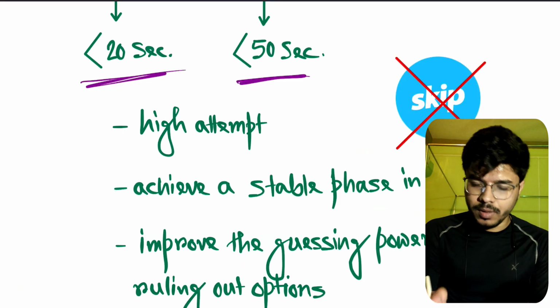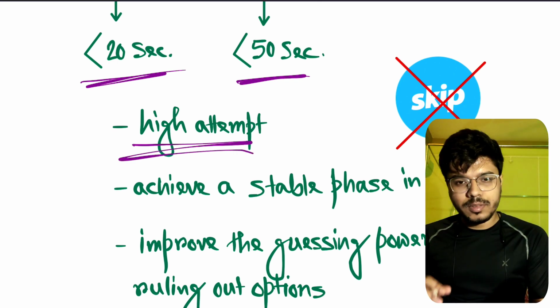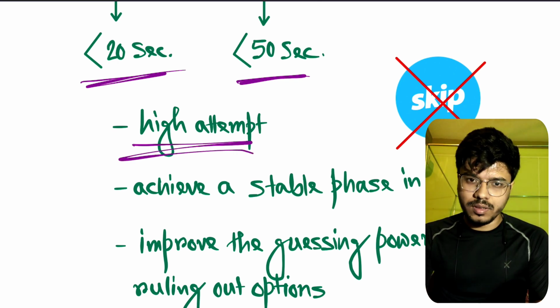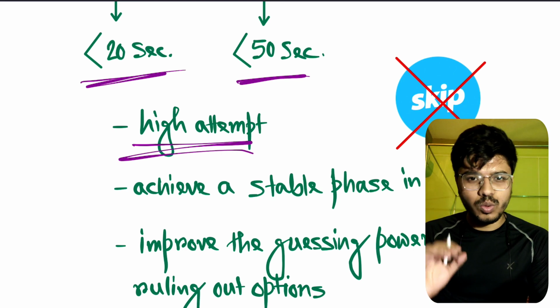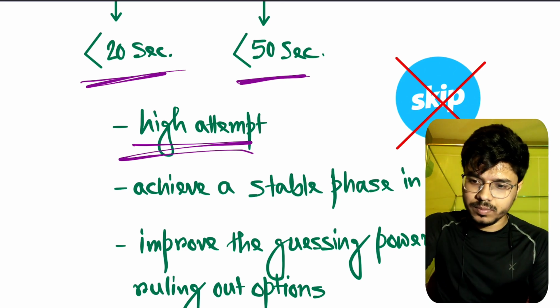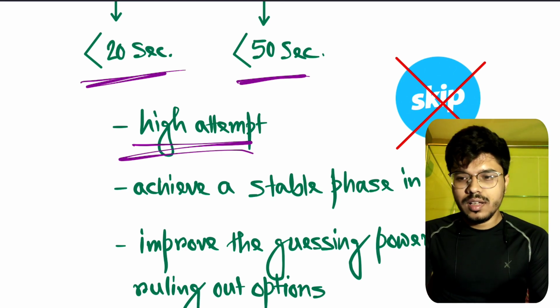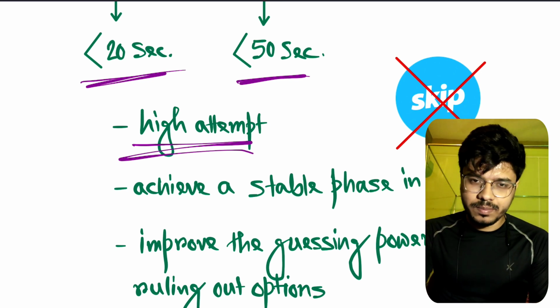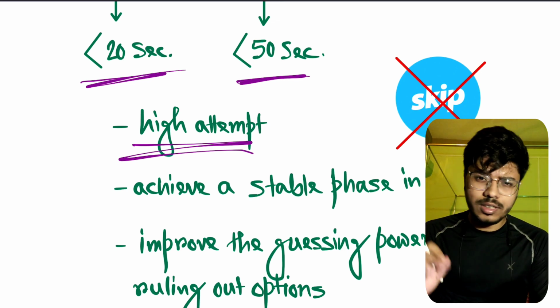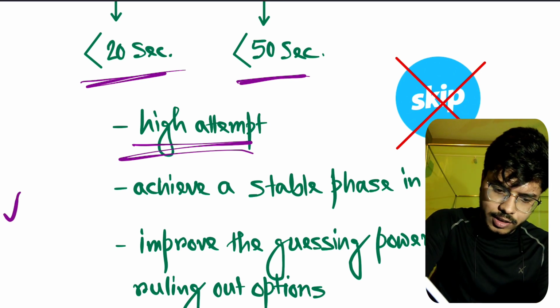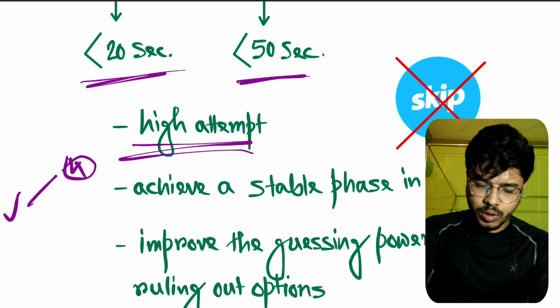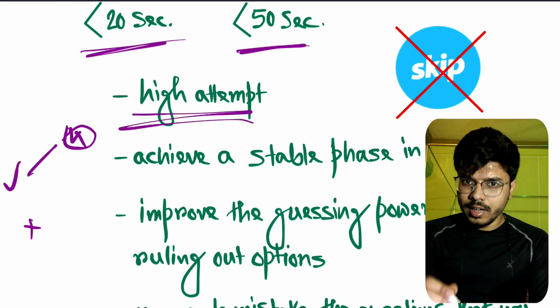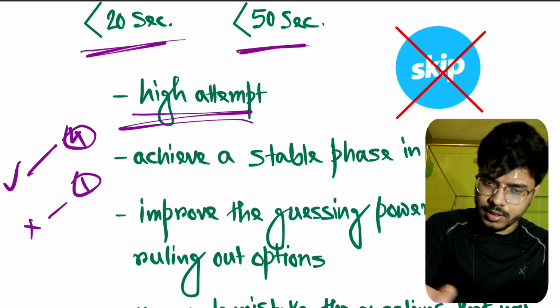Now the most important part, high attempt. Attempt the questions as much as possible. It's my humble request, don't skip any question. If you skip 30 or 40 questions, then you are already out of the game. So don't skip any question. For each correct response, there are 4 marks. For each incorrect response, 1 mark will be deducted.